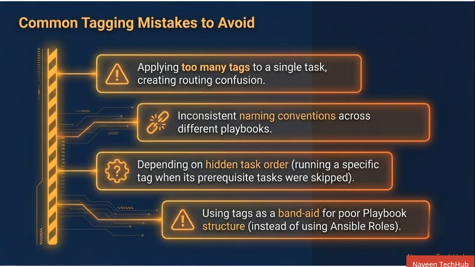There are a few common mistakes to avoid. Do not attach too many tags to every task because execution becomes difficult to understand. Avoid inconsistent naming across playbooks. Be careful when one tagged task secretly depends on a previous task that may have been skipped. And remember that tags should not be used to compensate for poor playbook design. For larger, reusable structures, Ansible roles may be more appropriate.